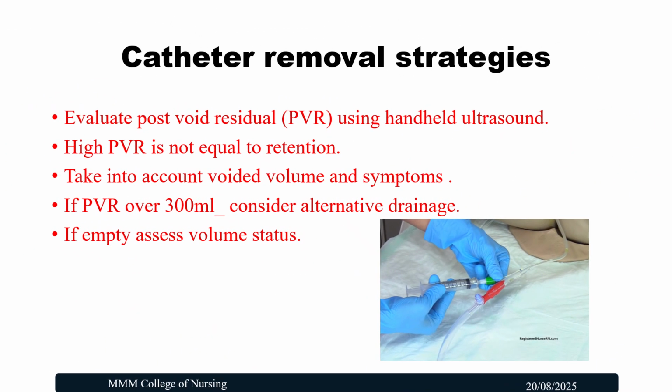Catheter removal strategies. Evaluate the post-void residual using a handheld ultrasound. A high PVR is not equal to retention, so take into account the voided volume and symptoms. If PVR is over 300 ml, consider alternative drainage, and if empty, assess volume status.